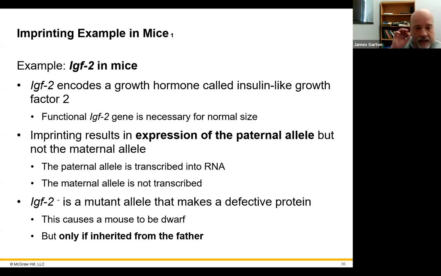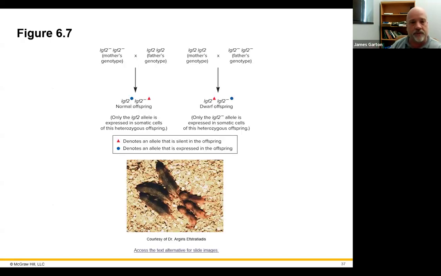IGF-2 minus is a knockout mutant that causes a defective protein to be made. And that will make, in this example, the mice dwarf. And this is only true if you inherit an IGF-2 minus allele from your father. So there is the example.